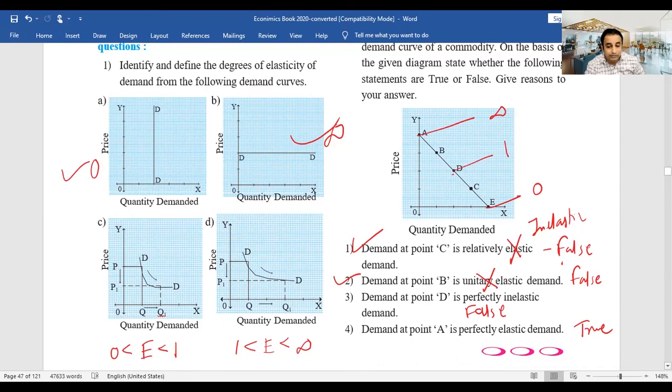Demand at point D is perfectly inelastic demand. No, it is unitary elastic demand because the answer for the lower segment of the demand curve upon upper segment of the demand curve is 1. Therefore, demand is not perfectly inelastic. In fact, it is unitary elastic. So statement is false. And last, demand at point A, highest point, it is perfectly elastic demand. Yes, it is true, because the answer for the lower segment of the demand curve upon upper segment of the demand curve is infinity, and therefore the type is perfectly elastic demand. So the statement is true.